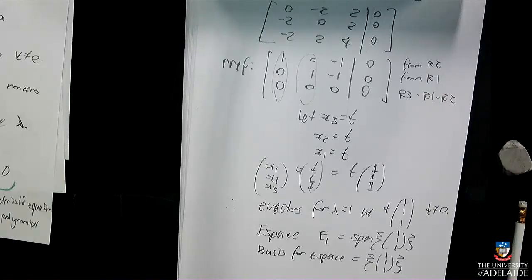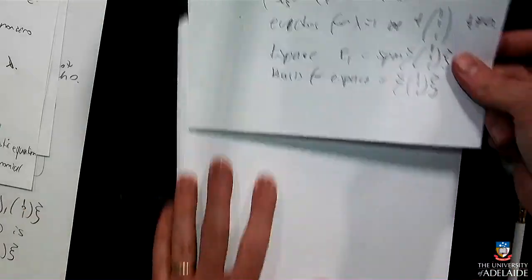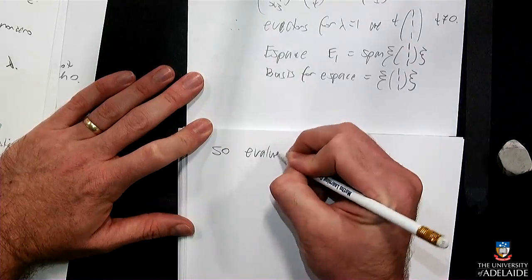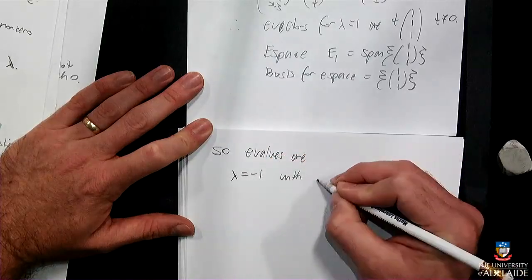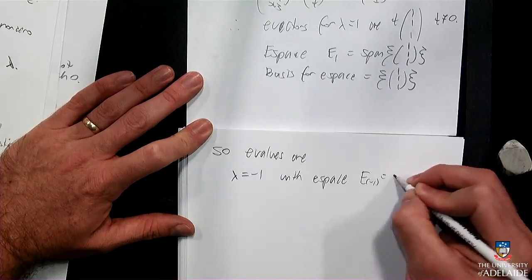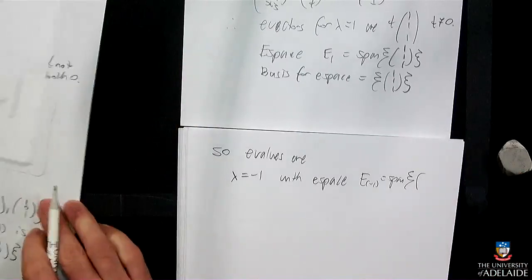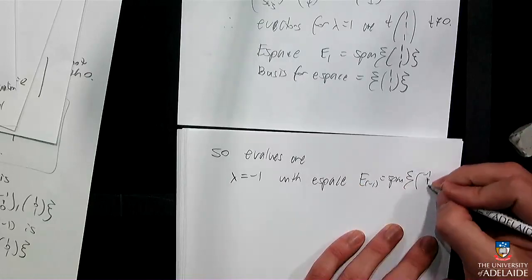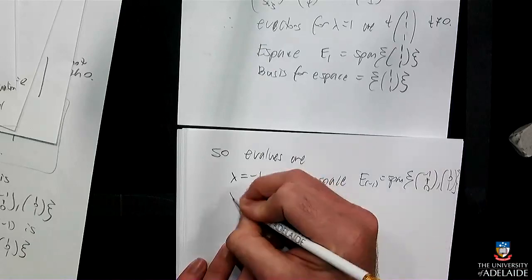So just to sum up at the end of this, what have we actually got? We've got the eigenvalues: lambda equals -1 with eigenspace E -1 the span of this. What was it? (-1, 1, 0), (1, 0, 1). And lambda equals 1.